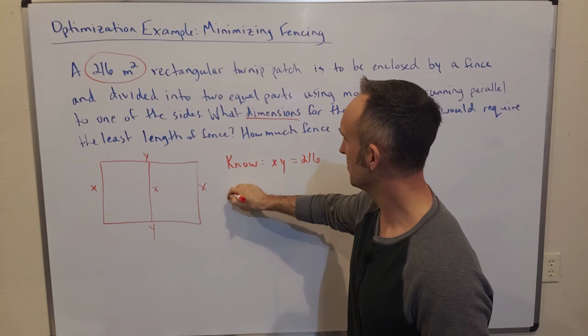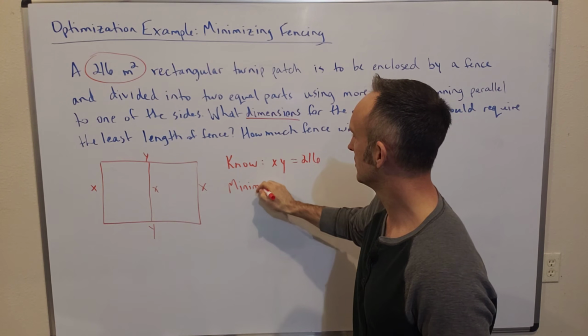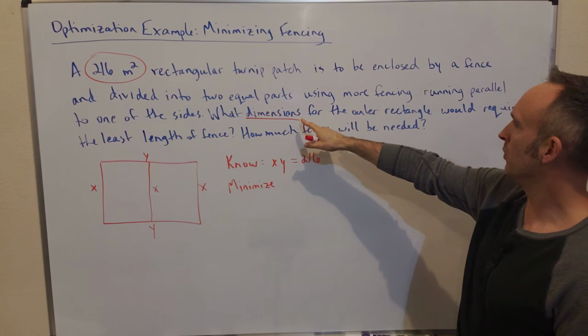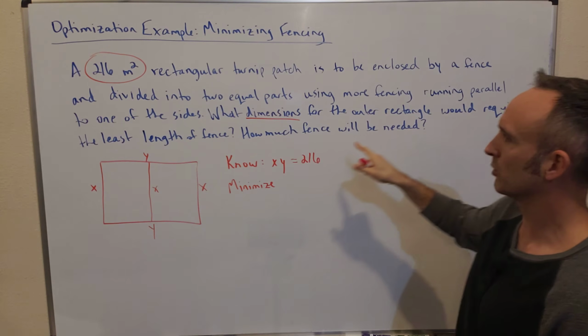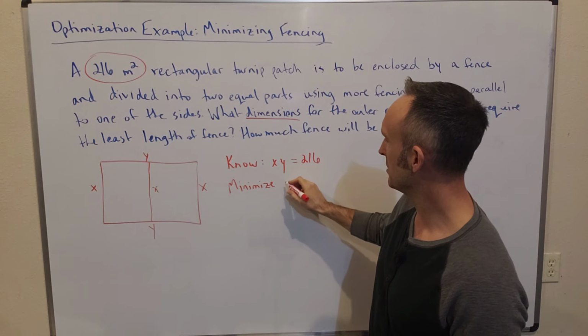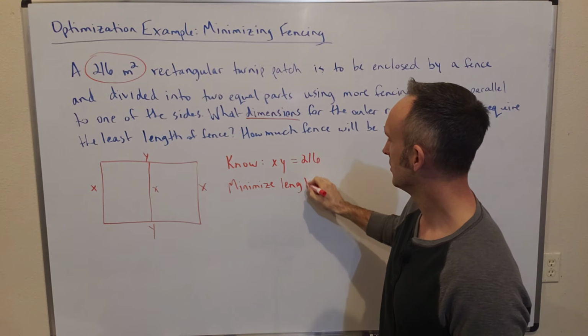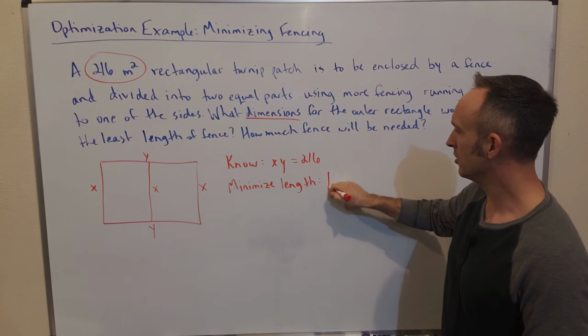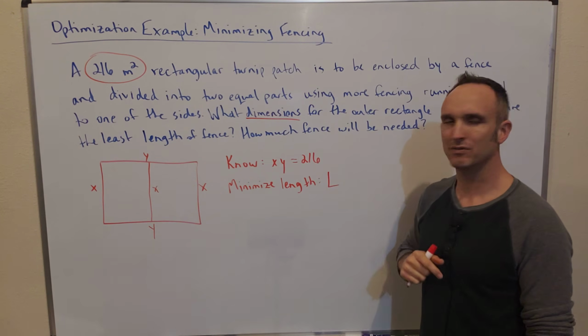So we want to minimize, in this case, we want the dimensions for the outer rectangle that require the least length of fence. So we want to minimize length of the fence. So we'll use L as our function that means length of the fence.